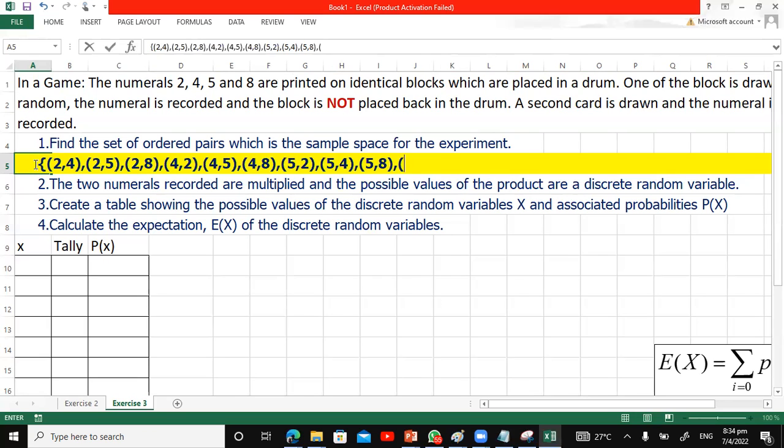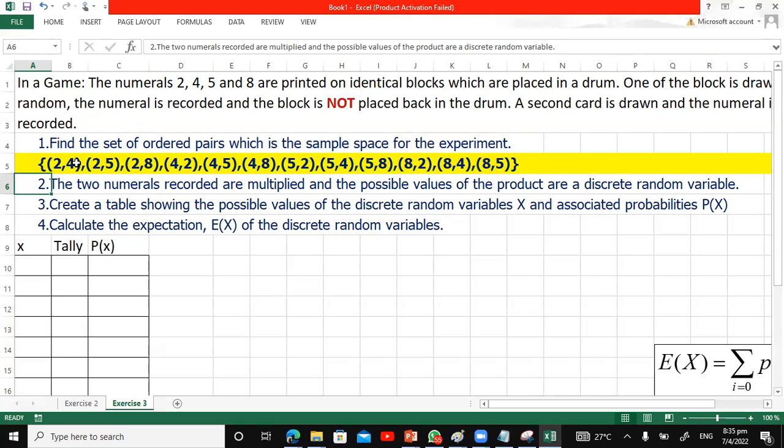You may have 8, 2. You may have 8, 4. You may have 8, 5. But you can't have 8, 8. So those are the different pairs. Those are all the possible pairs that we may have under this condition. Let's see how many pairs we have. 1, 2, 3, 4, 5, 6, 7, 8, 9, 10, 11, 12. So we have 12 pairs. Now to get a random variable, x, we're told to multiply the values in the pairs.